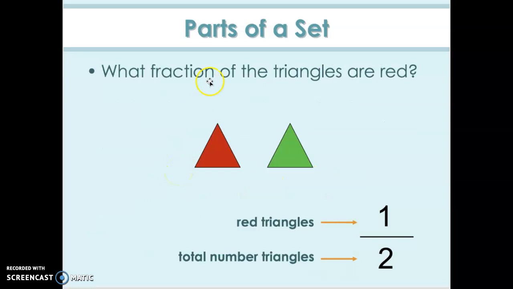So let's try another example. What fraction of triangles are red? What is the total number of triangles right here? There is 2, so that would be the denominator, the bottom number. And how many red triangles? Because that is what we were trying to find. There's only 1, so that would be the top number, the numerator.